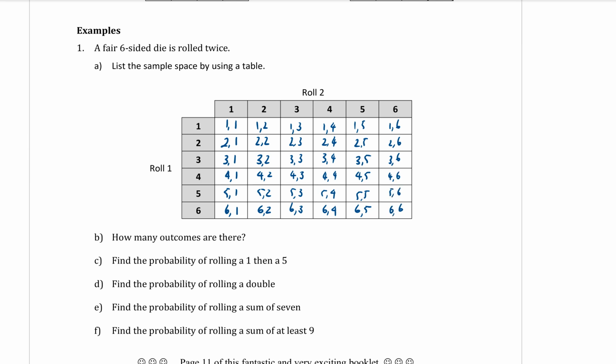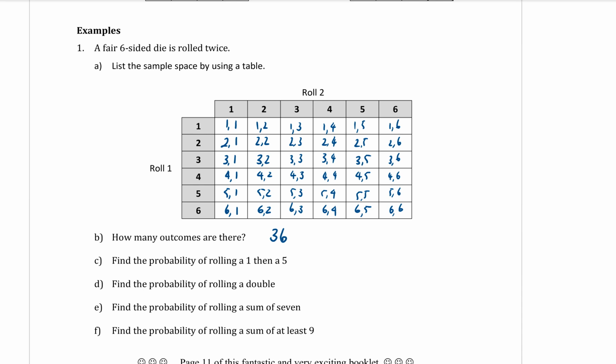All right, takes a little bit of writing, but we get all our outcomes written in there. Okay, then we have some questions to answer about that table. So part B says, how many outcomes are there? You can sit there and count up all those blue bits that I've written in there, or you go 6 times 6 makes 36.